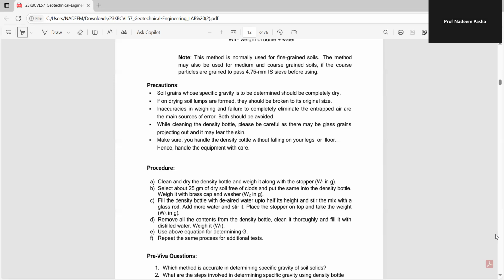Handle the equipment with care. So the precautions are similar to the previous experiment. Now the procedure: how will you determine the specific gravity of soil by the density bottle method?